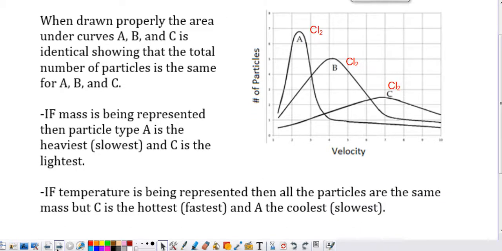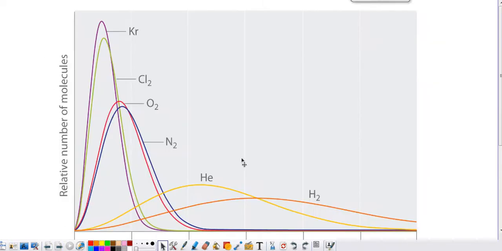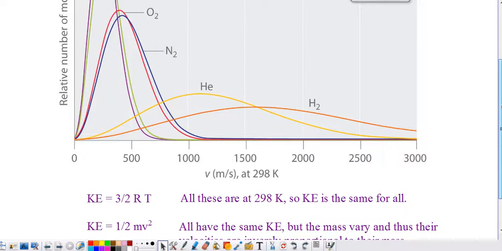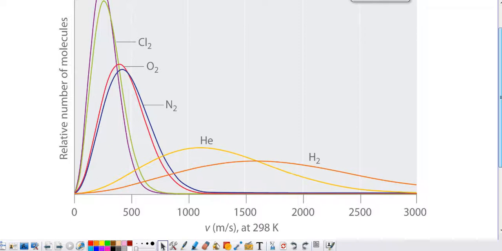And I have a very pretty version of the same thing right here. It is the relative number of particles moving at room temperature. At room temperature, you can see hydrogen is moving the fastest of them, just merely because it has the lightest mass, and it moves on down from there. And this distribution is totally related to the mass. They're all at the same temperature, so the same kinetic energy, and as their masses vary, so do their velocities.